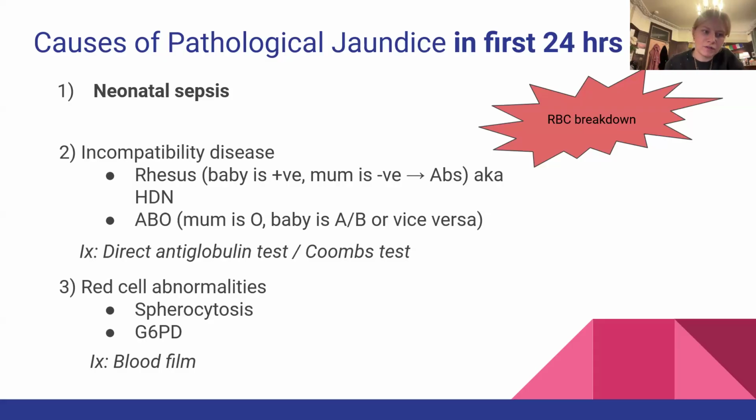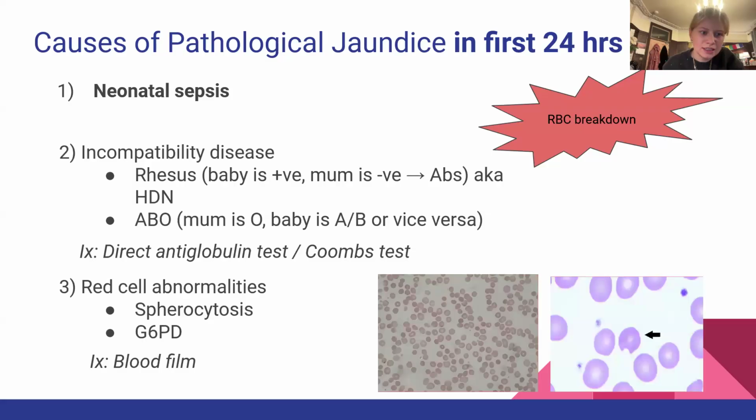And then finally, for sepsis, if you click again, going to the blood films. So on your left, you have your spherocytosis. So that's a blood film of some spherocytes. And on the right, you have your G6PD bite cells. So remember, they look almost like Pac-Man or like something spitting off of them.